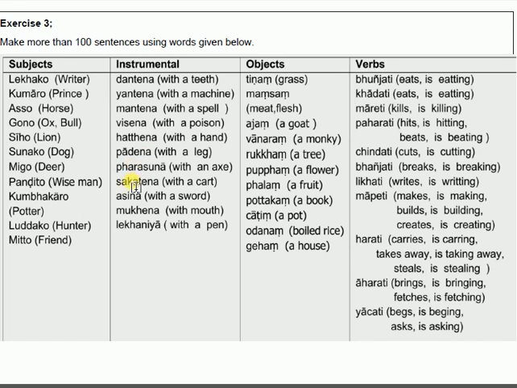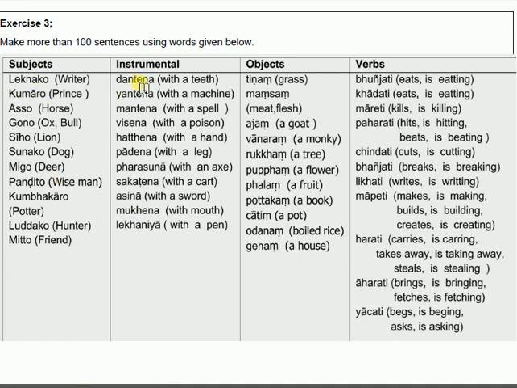Parasunā, parasunā, with an axe. Sakaṭena, sakaṭena, with a cart. Asinā, asinā, with a sword. Mukhena, mukhena, with a mouth. Lekhaniyā, lekhaniyā, with a pen. Okay.